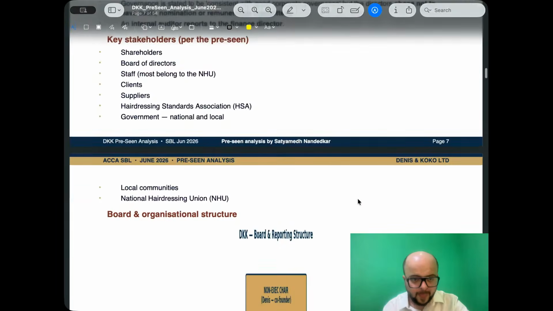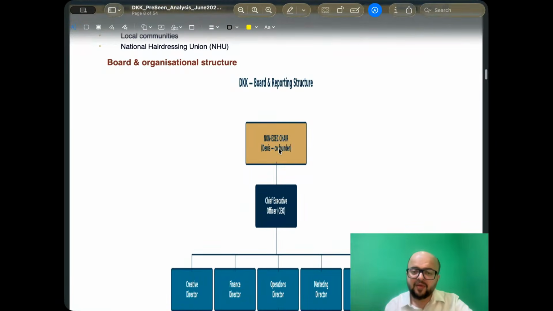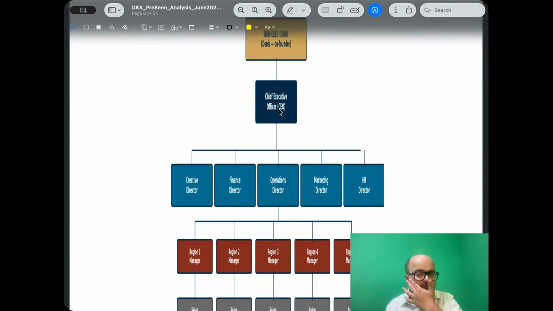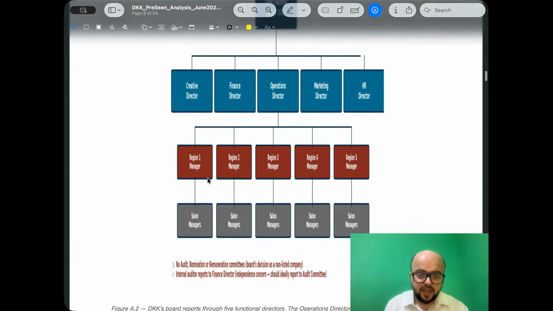Now you have Dennis, who is the co-founder. He is the non-executive chair. Then you have the CEO, Chief Executive Officer, Creative Director, Finance Director, Operations Director, Marketing Director, HR Director. Then under the Operations Director, Region 1 Manager, Region 2 Manager, 3, 4, 5, all of them report to the Operations Director.